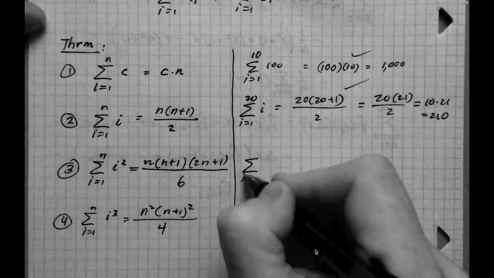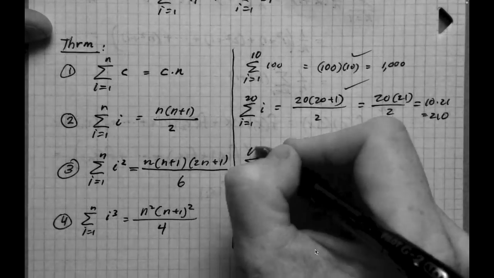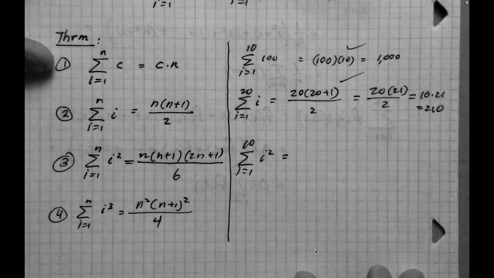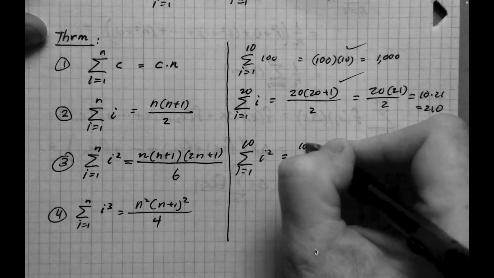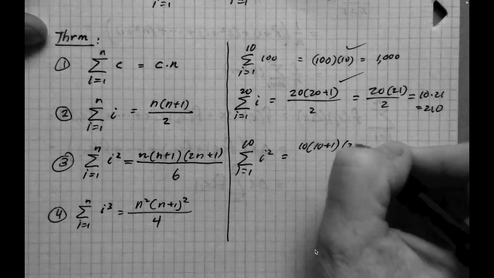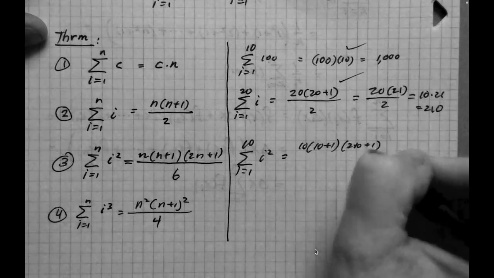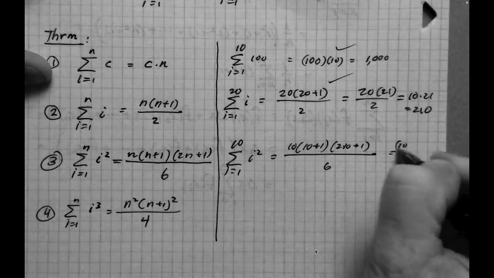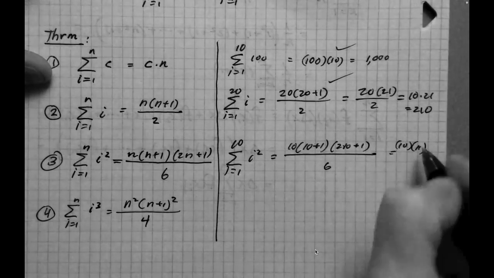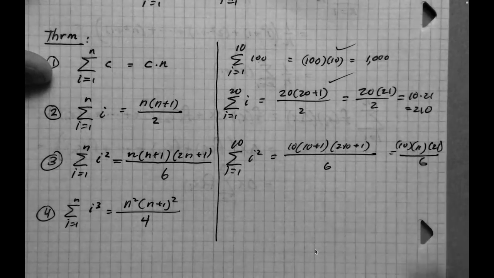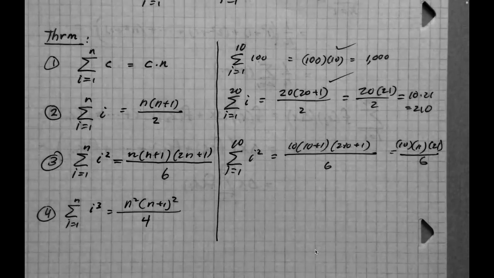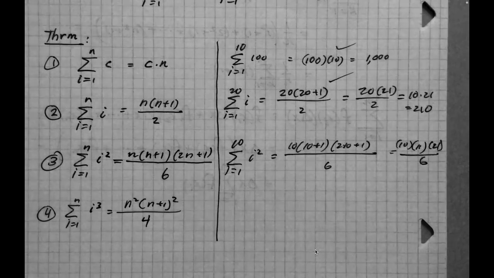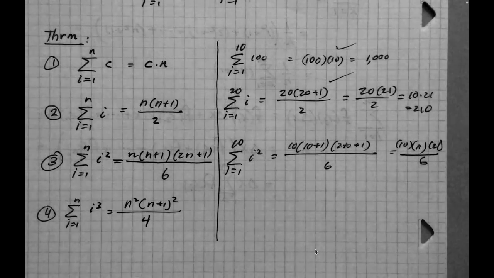How about down here, we'll go i equals 1 to 10 of i squared, just so we can plug these numbers in to see how we evaluate these. This would be 10 times 10 plus 1 times 2 times 10 plus 1, all over 6. So that would be 10, then 11, then 21, all over 6. I'll leave that to you to figure out, but it's like 210 times 11, so like 2,000 something. You could figure this out, just plug it in.